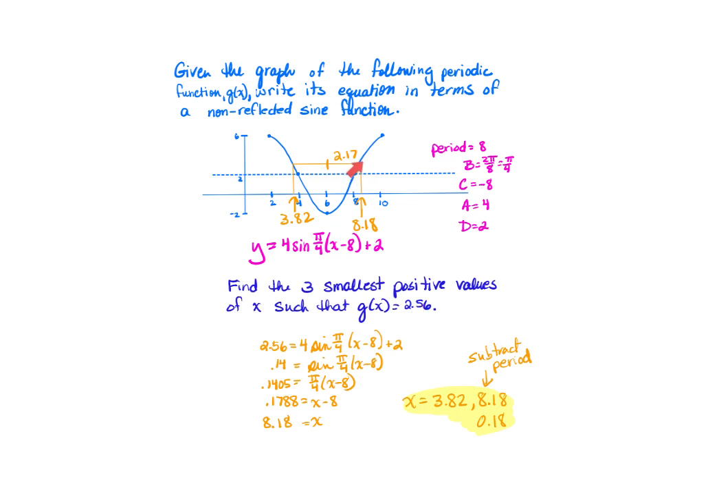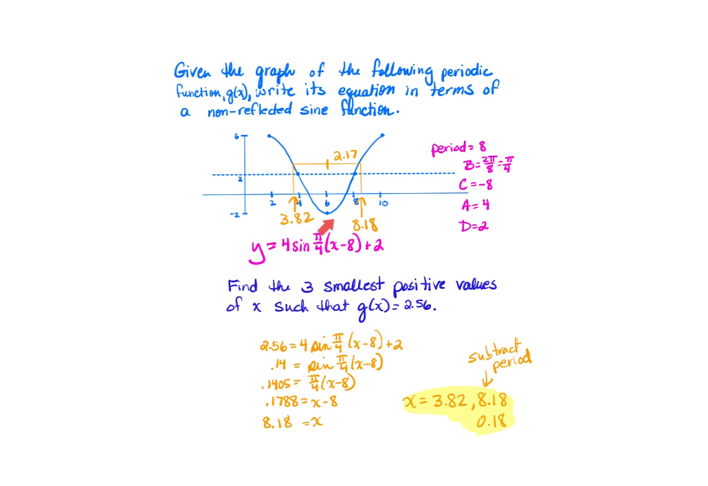And now what I have to do is use this line of reflective symmetry to find a point on the other side of this minimum. So 8.18 is 2.17 away from 6. Interesting, that must be a rounding thing. Then I just subtract this distance from 6, and I find 3.82.